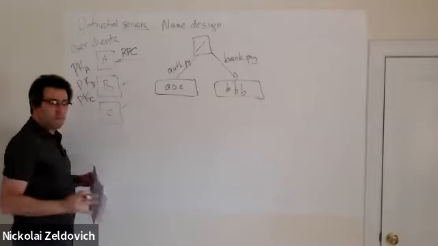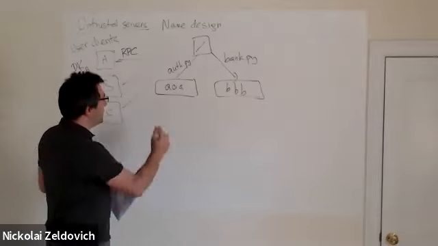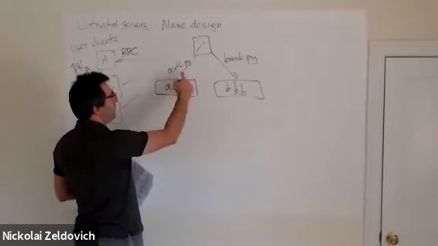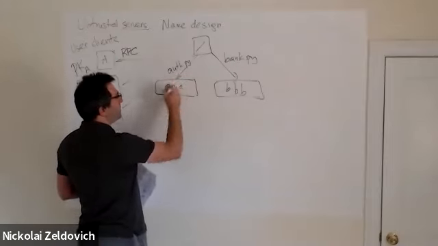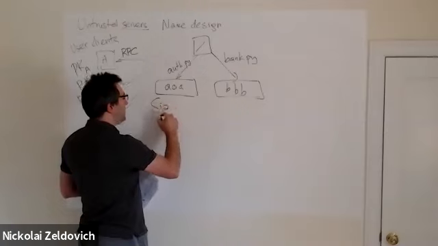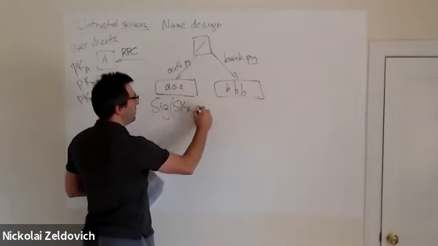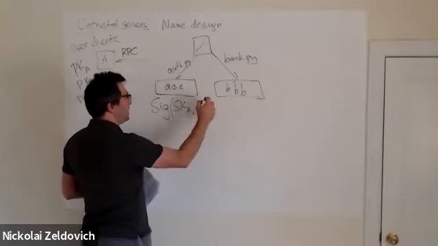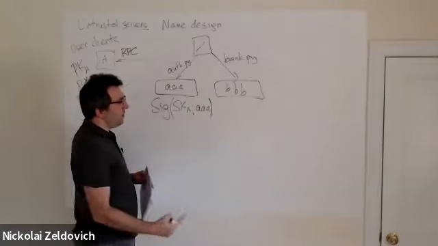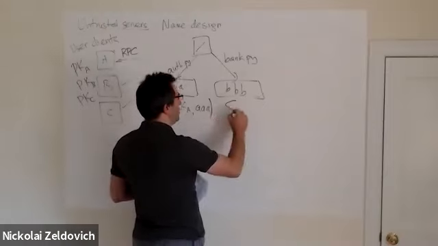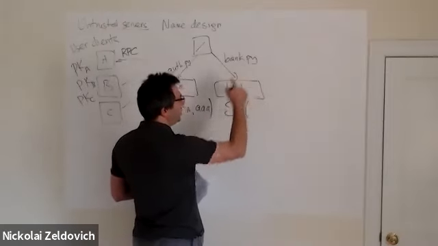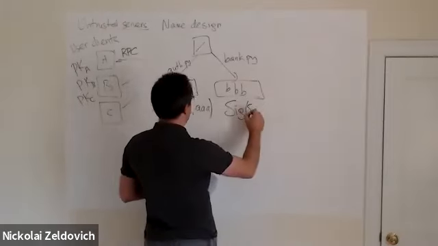Everyone knows this stuff. So now what's going to happen is that the first developer, A, when he modifies auth.py, is going to sign it. He's going to sign with the secret key of A the contents, AAA. That's the data I'm saving. And then when user B goes to store his changes to bank.py, well, he's also going to sign it.